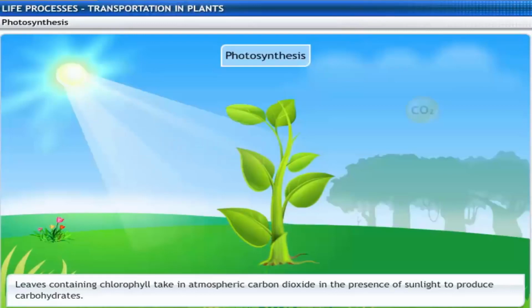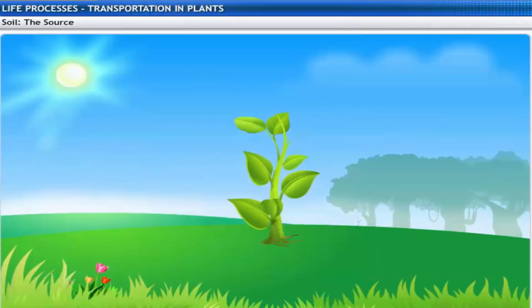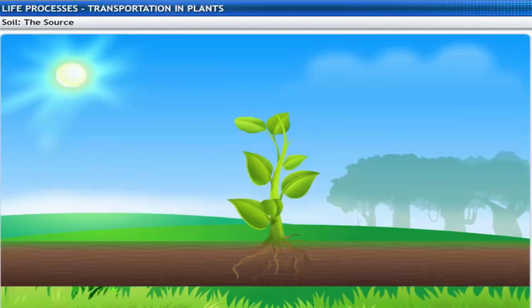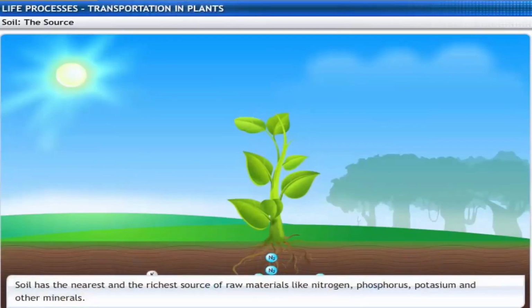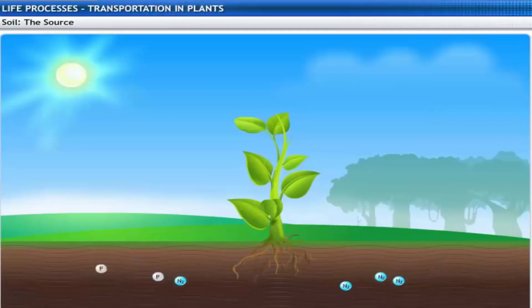Plants use energy from sunlight to fix atmospheric carbon dioxide into carbohydrates. Water and chlorophyll are required as raw materials and oxygen is released as the byproduct. Plants also need raw materials that come from the soil. Soil is the richest source of raw materials like nitrogen, phosphorus, potassium, and other minerals. The absorption of these substances occurs through the roots.